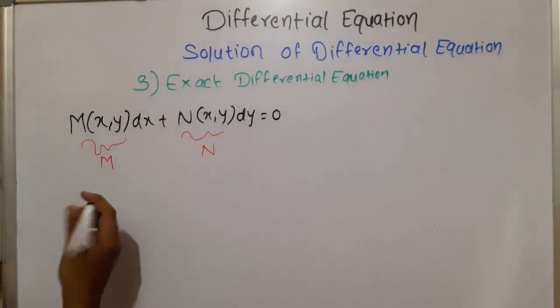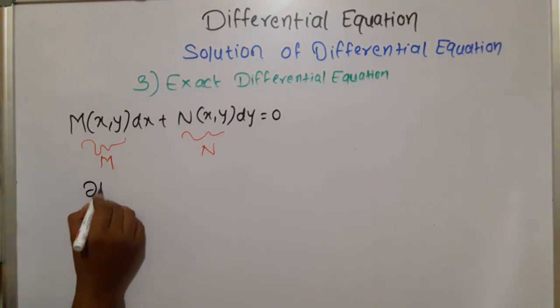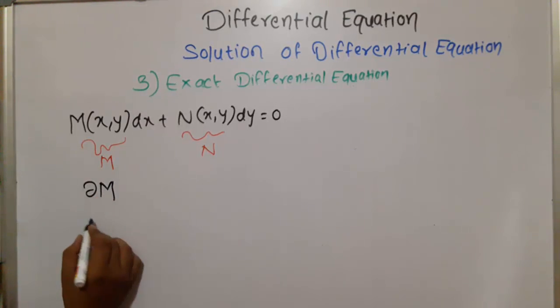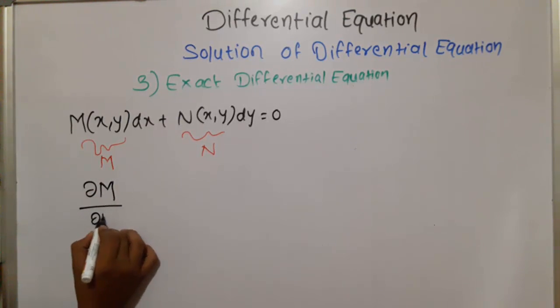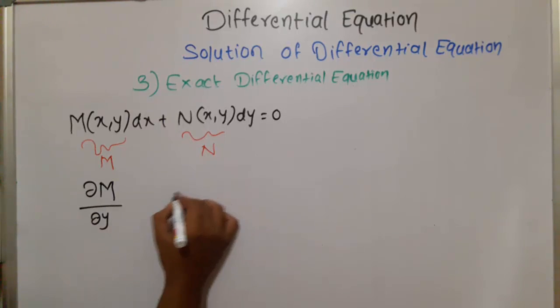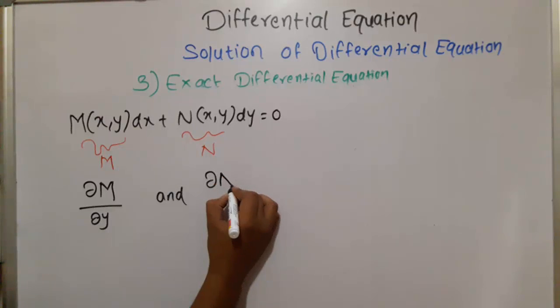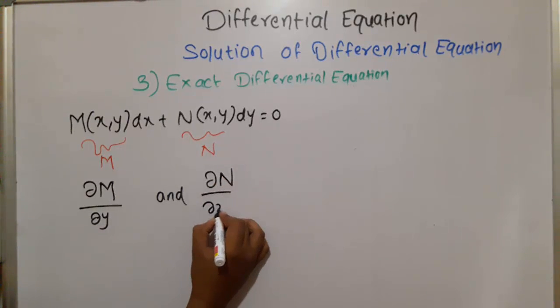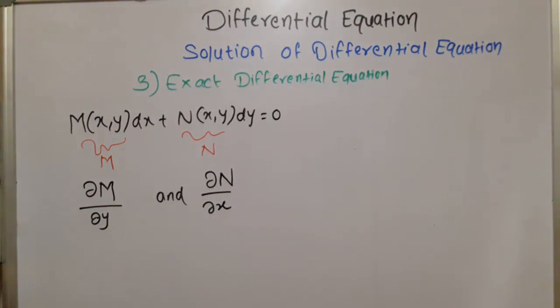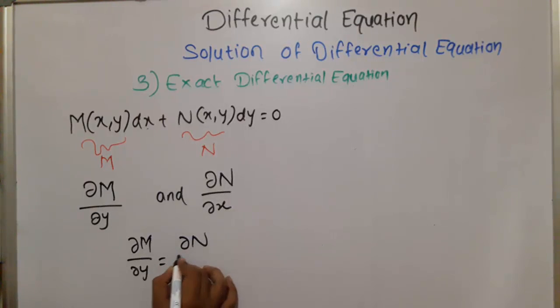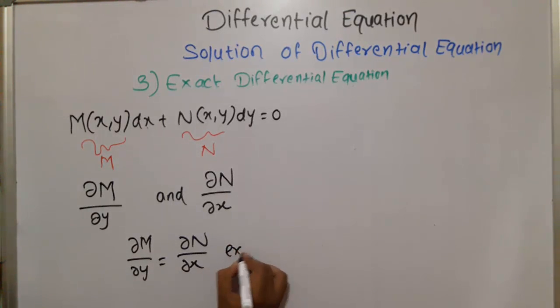For that, first we have to find the partial derivative of M with respect to y and the partial derivative of N with respect to x. If these derivatives are equal, then you call this differential equation an exact differential equation.